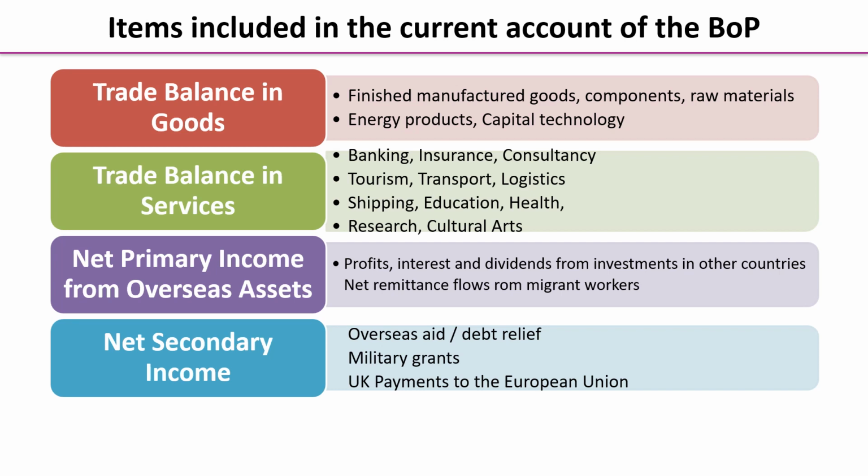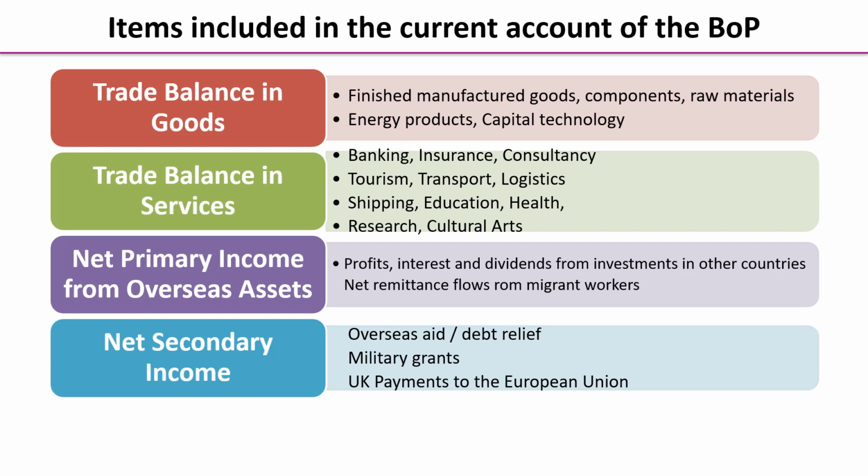So for example, if a UK business has set up a business in another part of the world, the profits that they earn on this business, when they are repatriated, sent back to the UK, this will count as a positive item on this part of the account. And if another country owns an asset in the UK, for instance, profit when it is sent back will count as a negative item.